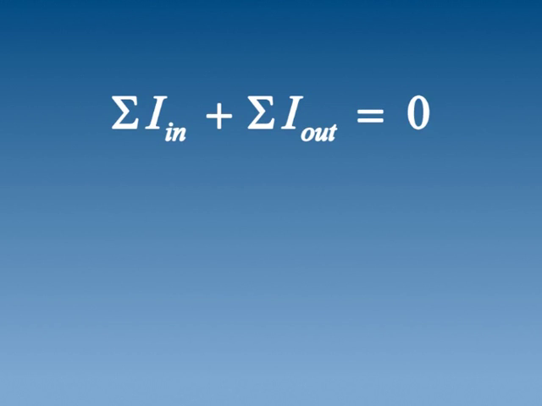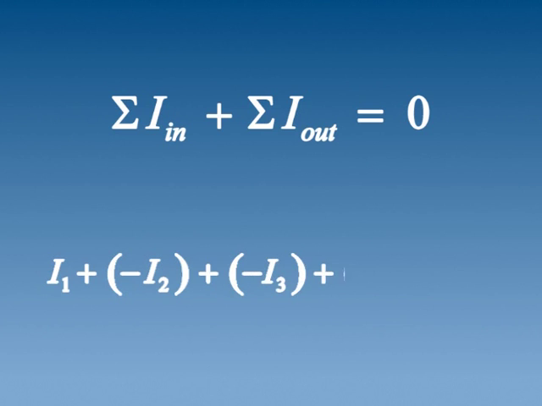That is, sigma I incoming plus sigma I outgoing is equal to 0. Or I1 plus minus I2 plus minus I3 plus minus I4 is equal to 0. Or the sum of all the incoming and outgoing currents at the junction is 0.